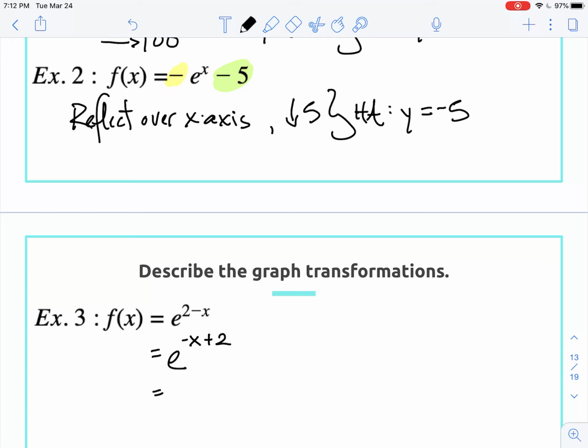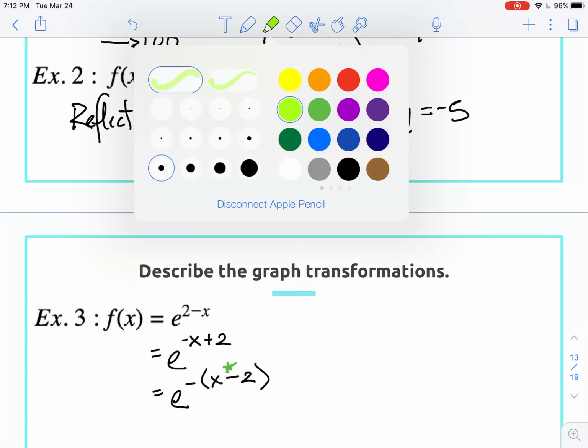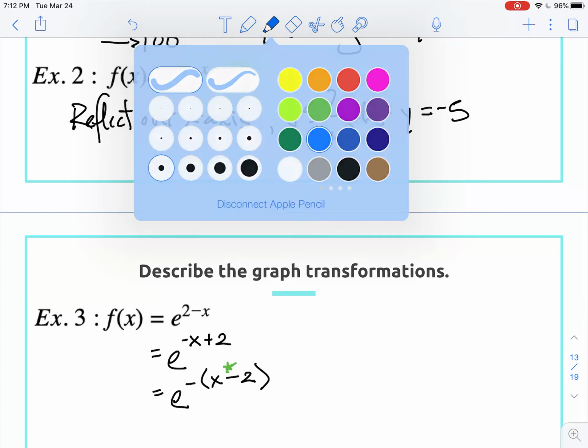The next thing I want to do is factor out that negative. So negative times x will give me negative x, and then a negative times a negative 2 will get me back to that plus 2. So I want to be really careful about that sign change here. All right, I want to make sure I don't miss that. But once I have that, I can identify the transformations that are happening.